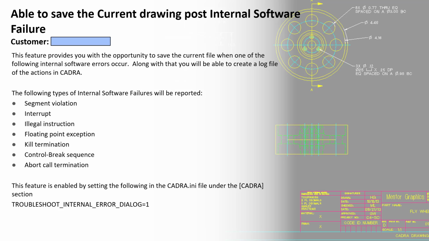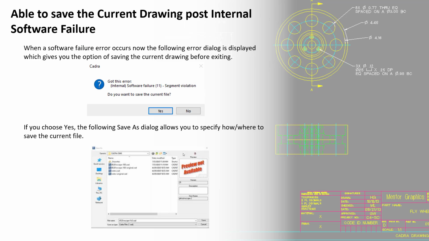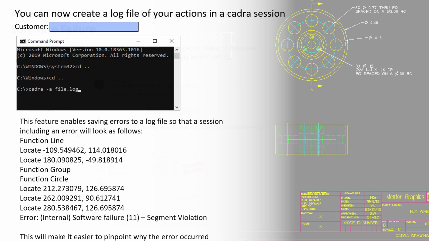This feature is enabled by setting the following in the CADRA INI file under the CADRA section. Troubleshoot_internal_error_dialog=1. When a software failure occurs, now the following error dialog is displayed, which gives you the option to save the current drawing before exiting. If you choose yes, the following Save As dialog allows you to specify how and where to save the current file.